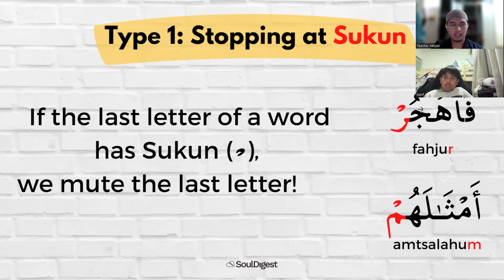Okay, so again, try reading this word. Fajur. Okay, so where's the sukun at? At ra. So we mute the ra, right? Okay, so same goes to the second one. Amthalahum. So the mim, the vowel ma here, when it has the symbol of sukun, we mute the sound. All right.